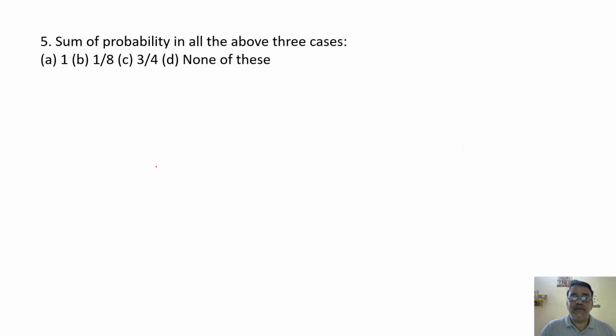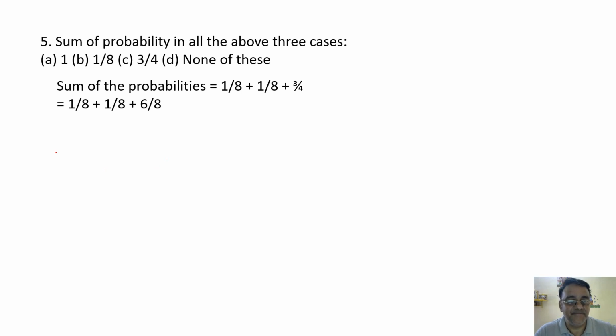Now sum of probabilities in all the above 3 cases, that is 1 by 8, 1 by 8 and 3 by 4. Right. 3 by 4 we write as 6 by 8. So look carefully: 1 plus 1 plus 6, 8 by 8. So we are getting 1, and we already know one property, that sum of all the probabilities of elementary events is always equal to 1. Right. And the correct option is option A.